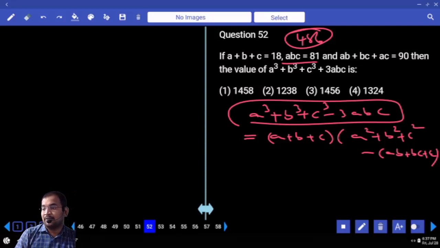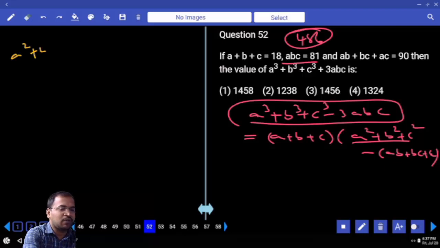But we need to find out a square plus b square plus c square also. We know the ab plus bc plus ca value. We know the a plus b plus c value. But we don't know a square plus b square plus c square. But if you square on both sides, you will get a square plus b square plus c square plus 2 times of ab plus bc plus ca. ab plus bc plus ca is 90.